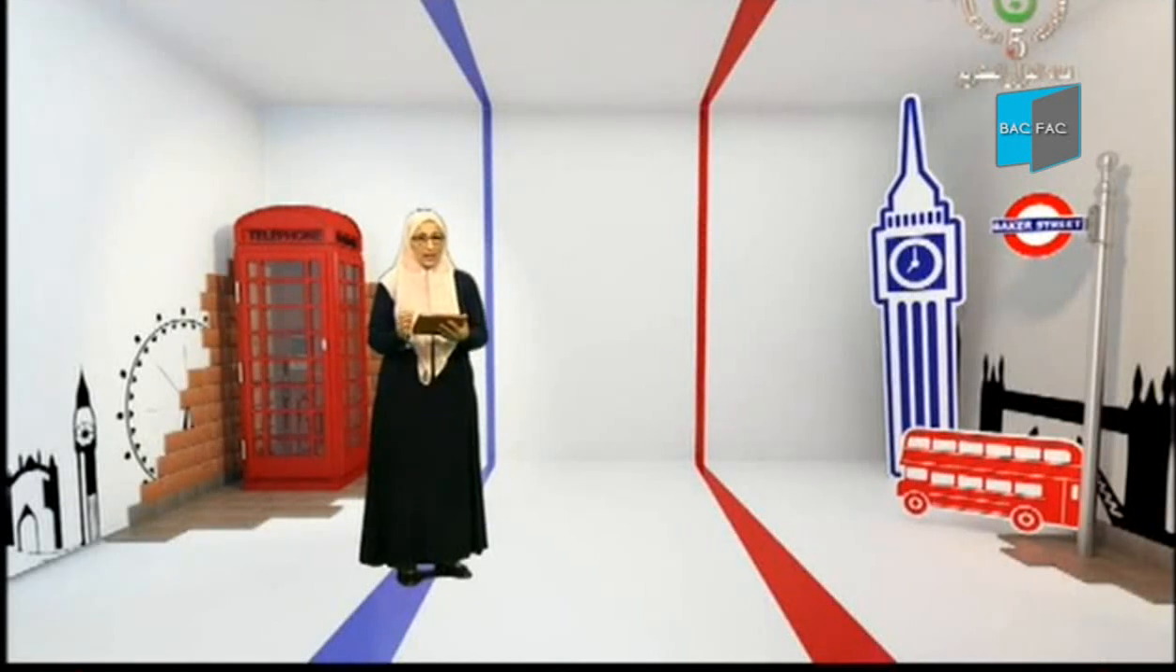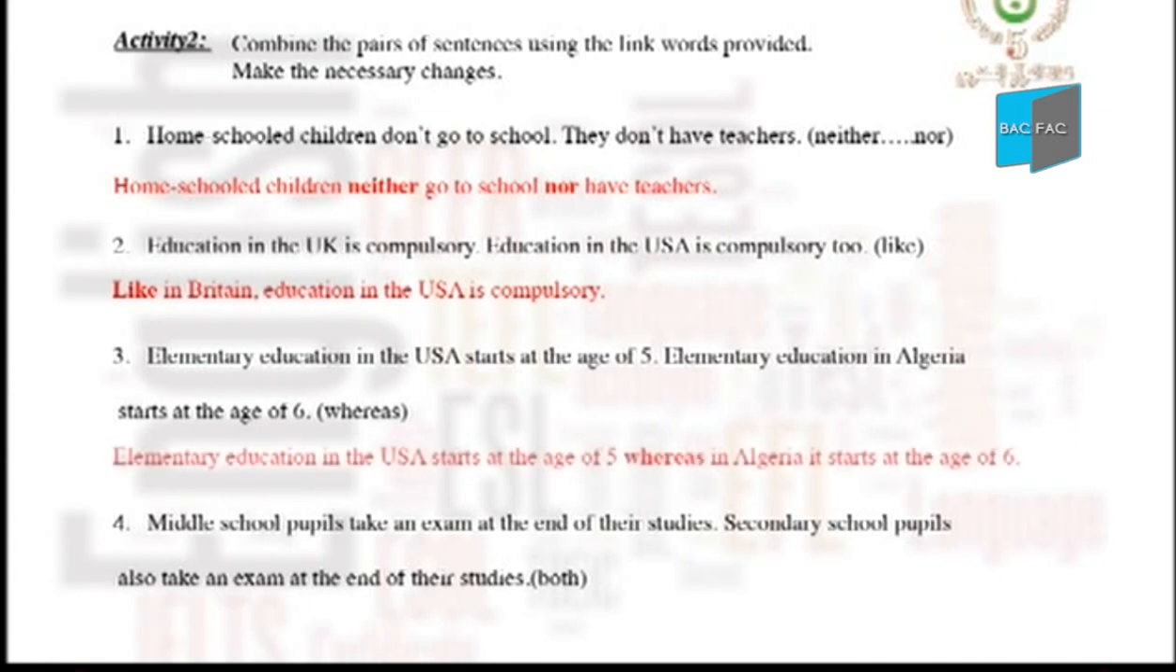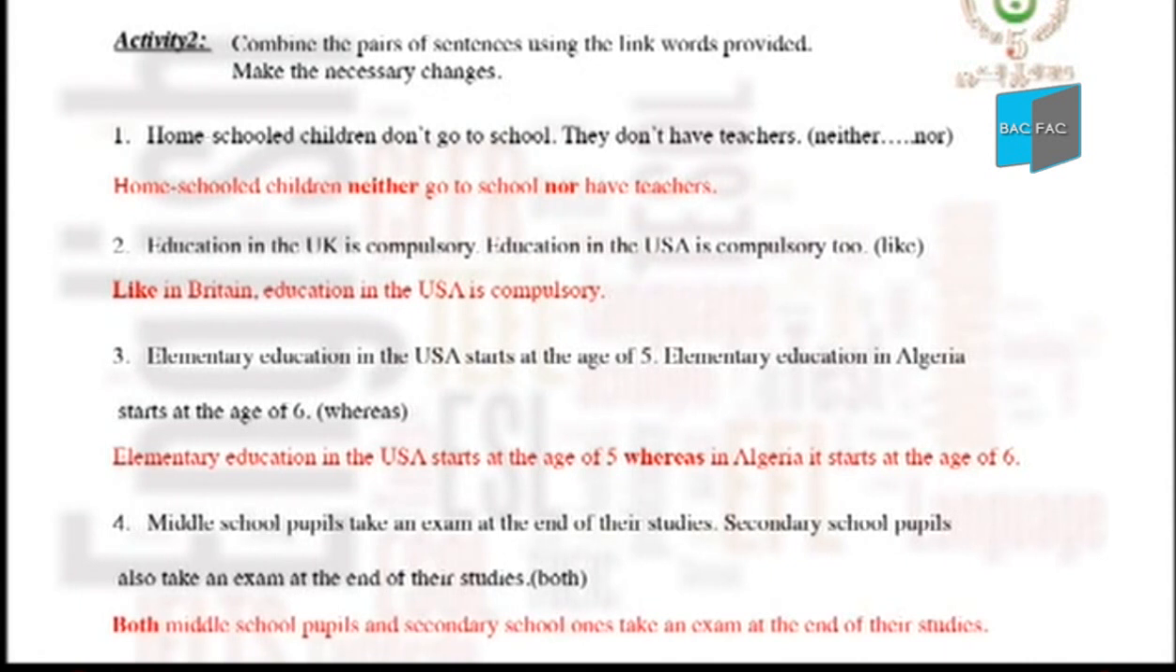Right, let's correct. Sentence 1, homeschooled children neither go to school nor have teachers. Sentence 2, like in Britain, education in the USA is compulsory. Third sentence, elementary education in the USA starts at the age of 5, whereas in Algeria, it starts at the age of 6. And the last sentence, both middle school pupils and secondary school ones take an exam at the end of their studies. That's all for our grammar exercise, Mr. Dehmas. Thank you, Mrs. Ben Khalil.